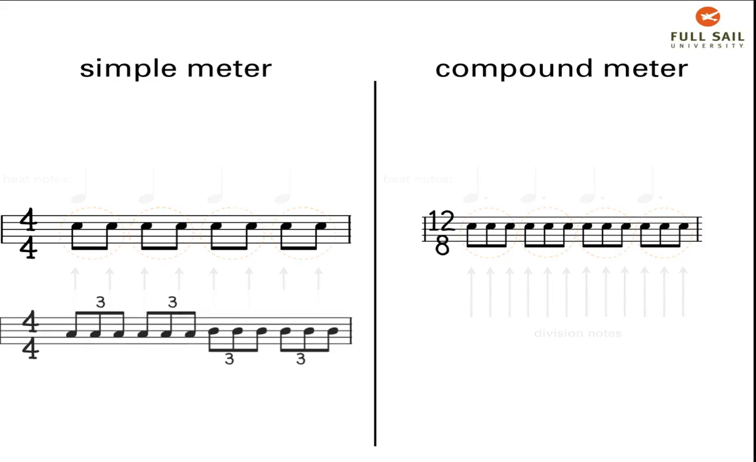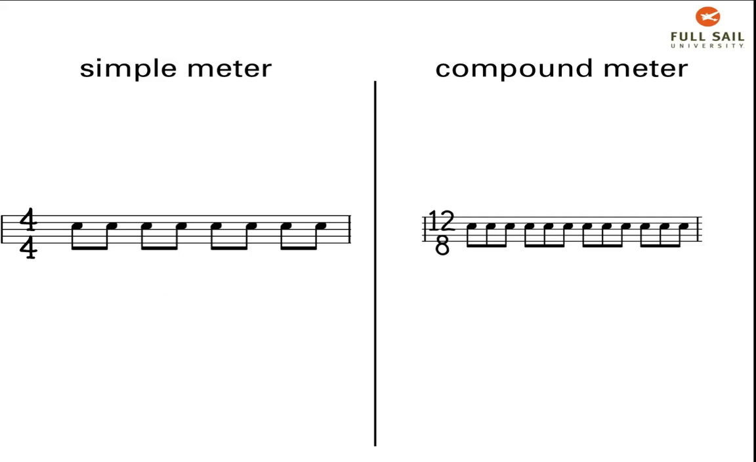If you are already familiar with triplets, you may have noticed that the eighth notes in compound meter look a lot like eighth note triplets in simple meter. Since divisions of 3 do not naturally occur in simple meter, you will always see this 3 above or below a group of 3 triplets. In compound meter, the beat is naturally divided into 3, so it's not necessary to add the 3 above or below the groups of 3 division notes.